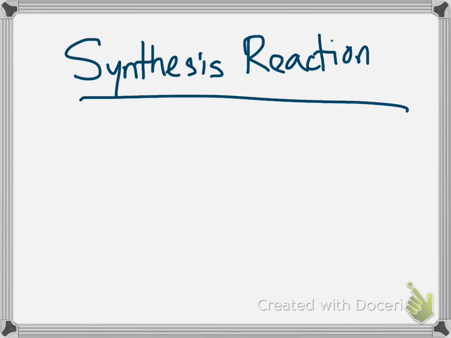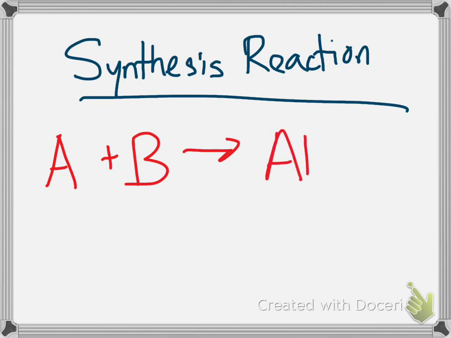So a very generic way to show this is we have 2 reactants, so we'll call that reactant A and reactant B, and they combine to form one product, product AB. So 2 separate compounds or 2 separate substances combine to form one substance.